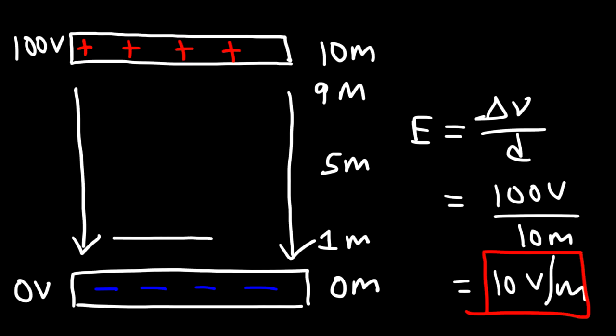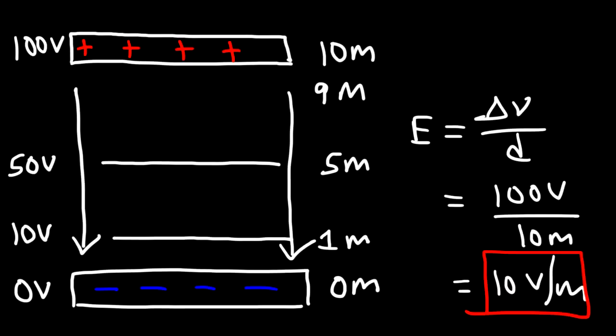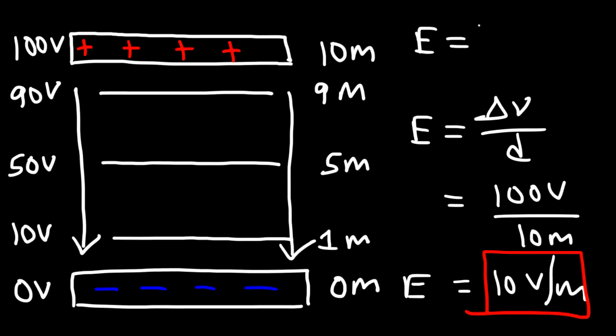And so 1 meter above the negatively charged plate, the potential should be 10 volts. 5 meters above the negatively charged plate, the potential should be 50 volts. 9 meters above the negatively charged plate, it should be 90 volts. So as you move by 1 meter along this vertical line, the potential should change by 10 volts because that's the electric field. It's 10 volts per meter, which you can also describe as 10 newtons per coulomb.